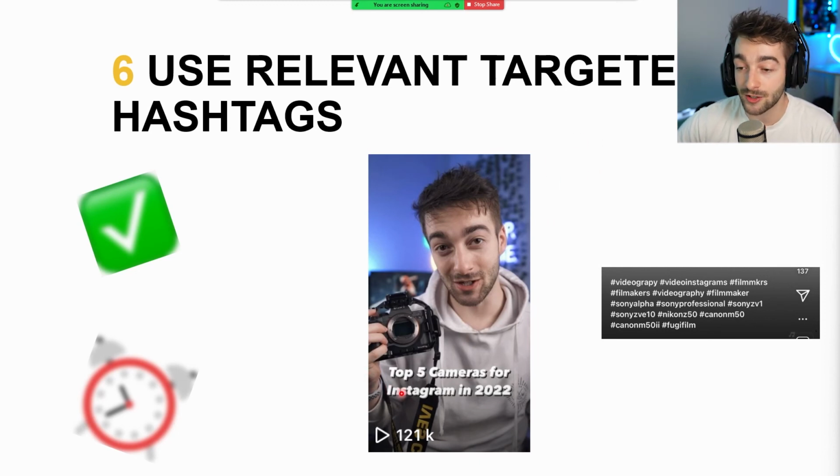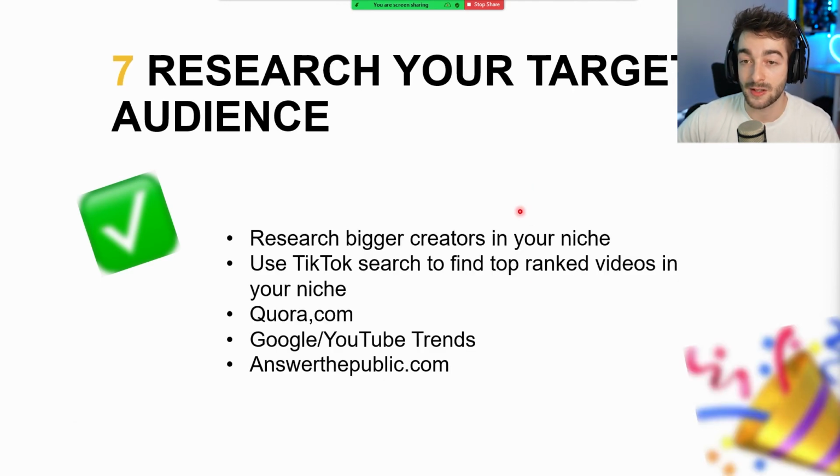So top 5 cameras for Instagram in 2022. We've got videography, which is related to cameras. We've got video Instagrams related to cameras. Filmmakers, filmmaking, all of that is related to my niche. And then here, this bottom section is cameras. So Sony Alpha, Sony Professional, Sony, these are cameras. And then here we've got the 5 cameras that I actually talk about in this video. So Sony ZV-1, ZV-E10, Nikon, Canon M50, and all of that, okay? So make it relevant to the piece of content as well as make it relevant to your niche.